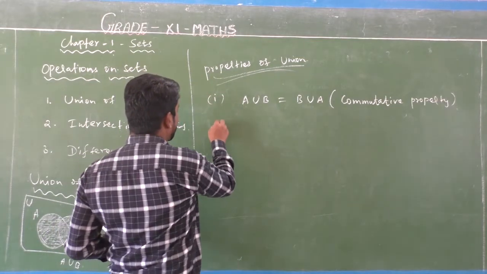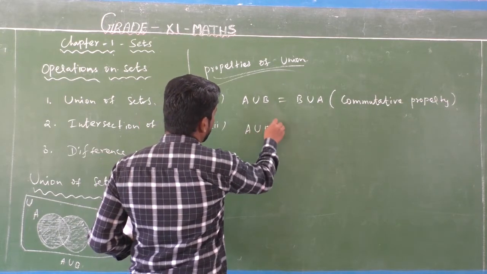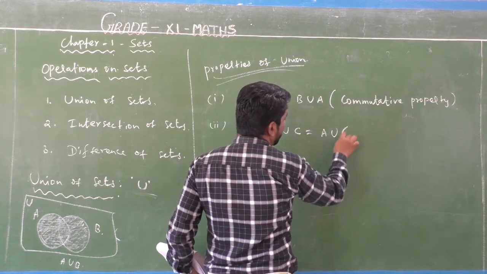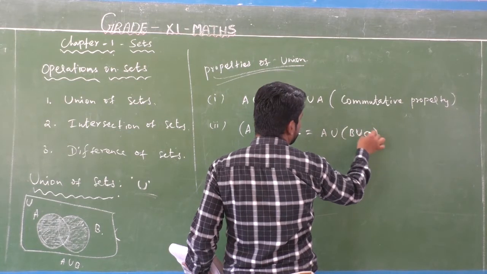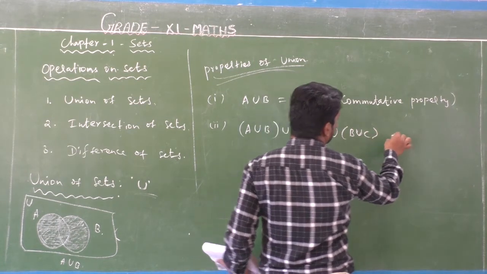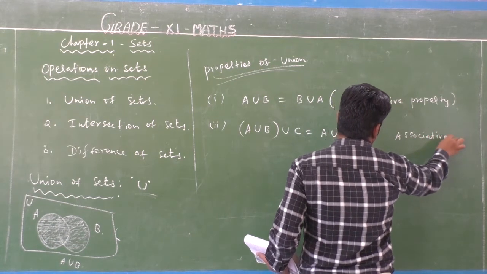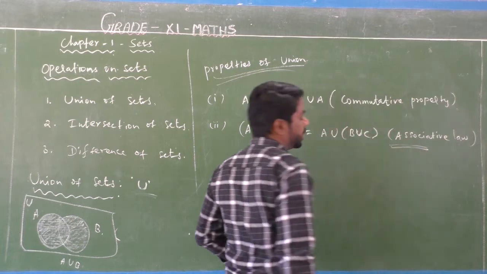Next, the second one: A union (B union C) is equal to (A union B) union C. This is the associative law, or associative property.